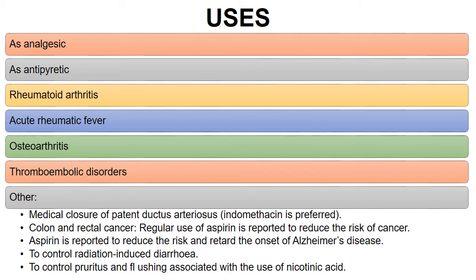In colon and rectal cancer, aspirin is reported to reduce the risk and retard the onset of Alzheimer's disease. To control radiation-induced diarrhea. To control pruritus and flushing associated with the use of nicotinic acid.